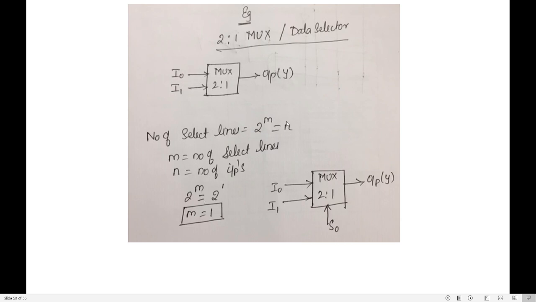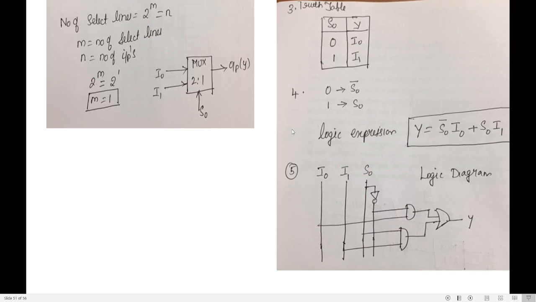So 2 to the power of m is equal to n, which is 2. So m value is equal to 1, and the number of select lines is 1. I have written one select line and termed it S0. So 2 inputs I0, I1, 1 output Y. For 2 inputs, I should have one select line based on the formula 2 to the power of m equals n. This is the diagram which we have seen.